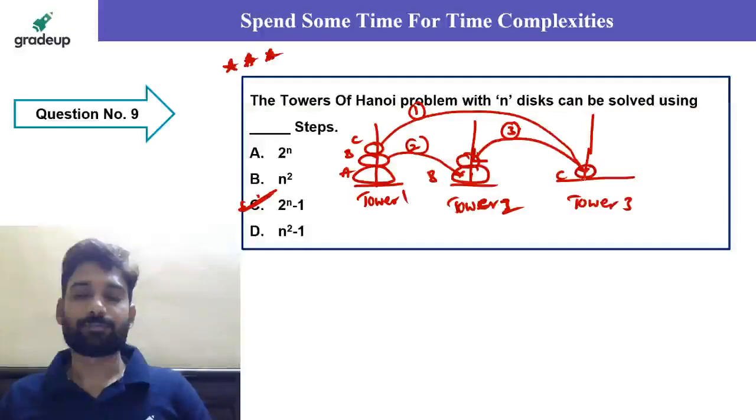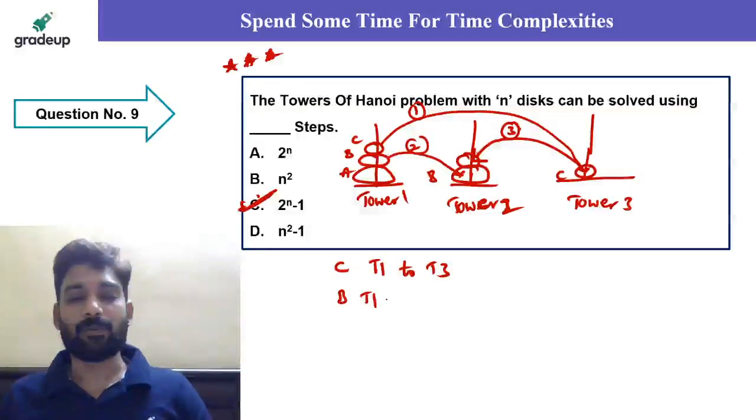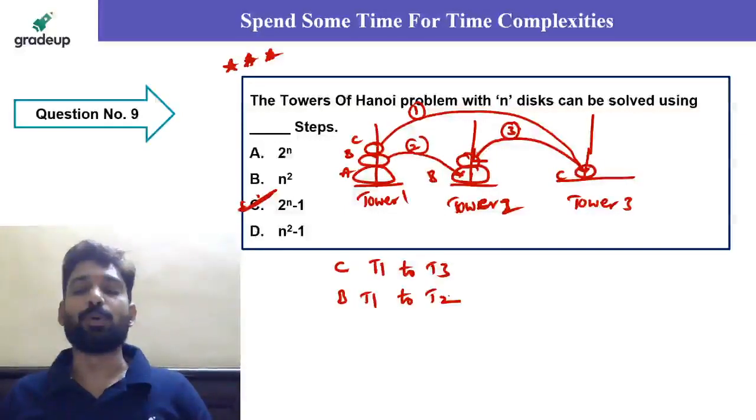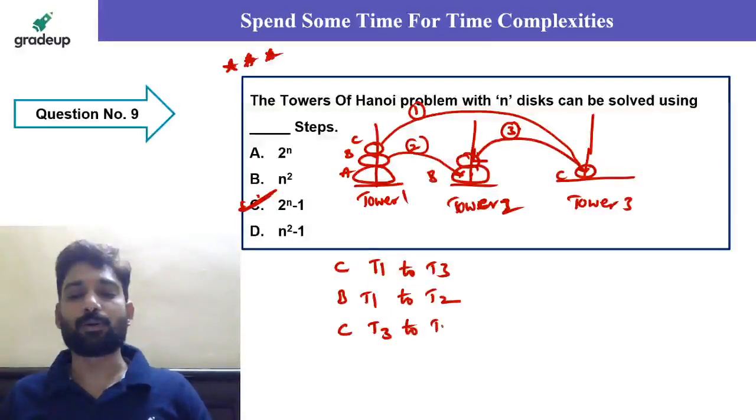Now here A is not there, B is not there. Sorry, B is not there, C is not there. Now bring A. So let me write C from tower 1 to tower 3. Then B from tower 1 to tower 2. Then C from tower 3 to tower 2. Then A from tower 1 to tower 3.